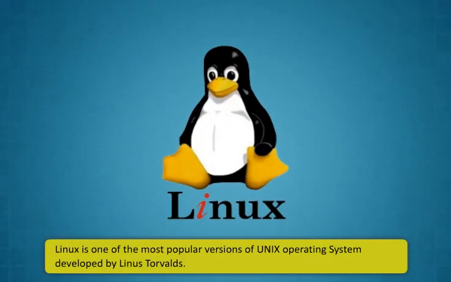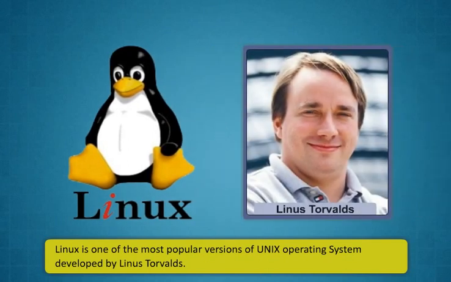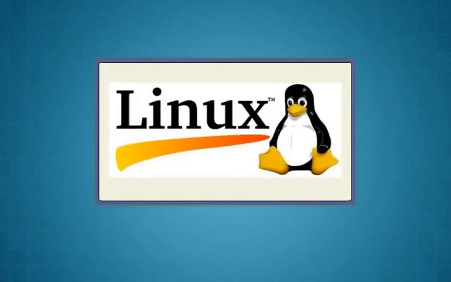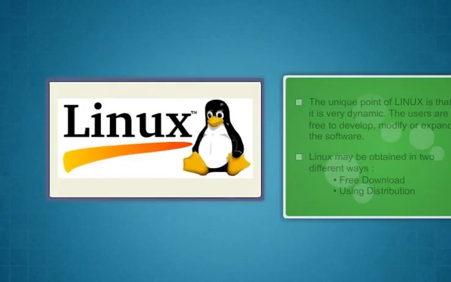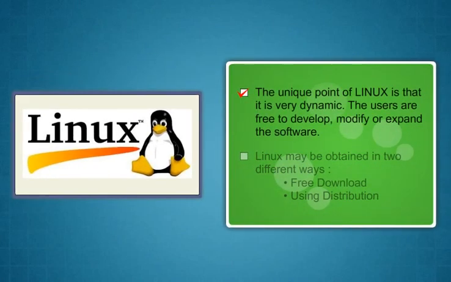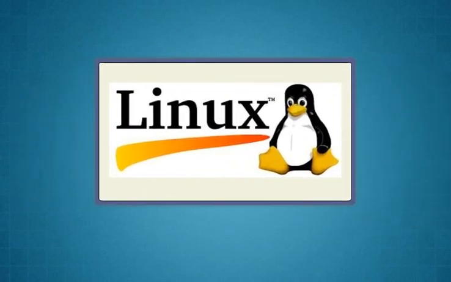Linux is one of the most popular versions of the Unix operating system, developed by Linus Torvalds. Linux is very similar to other operating systems like Microsoft Windows. The unique part of Linux is that it is very dynamic. The users are free to develop, modify, or expand the software. Linux can be obtained in two different ways: free download and using a distribution. Linux is successfully being used by several millions of users worldwide.